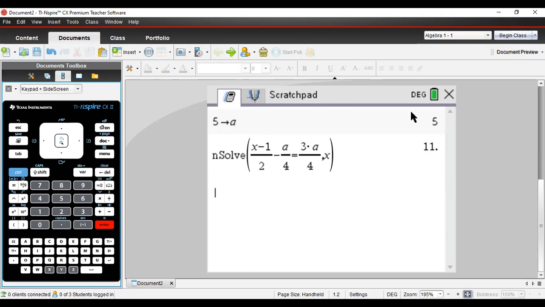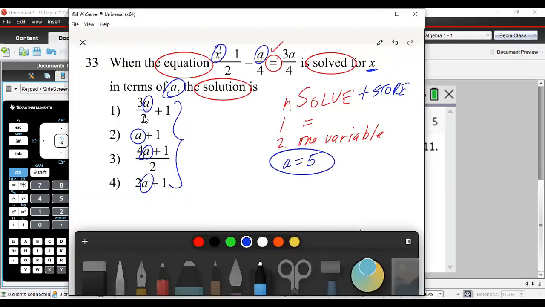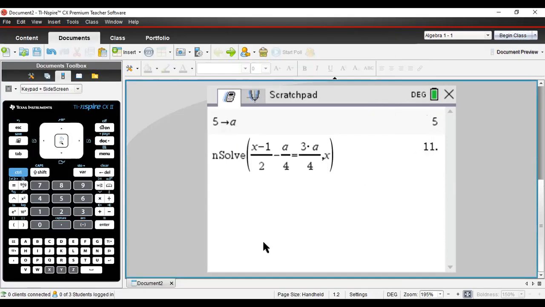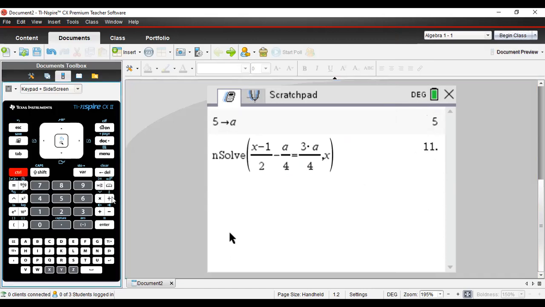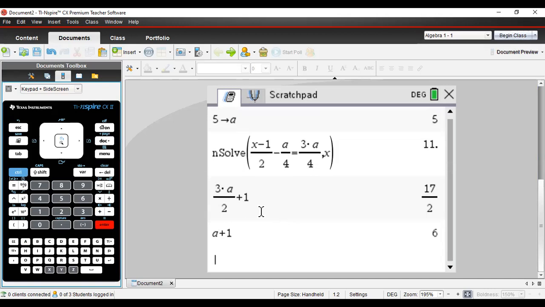So now what I'm going to do is I'm going to go to the answer sheet and I'm going to key in each one of these until I find one that gives me 11. So let's do that. So first one is going to be 3A over 2 plus 1. And that's 17 over 2. So that's not the answer. So the next one is just going to be A plus 1. And that's going to be 6 because we know that A is 5. So 5 plus 1 is 6. So that's not the answer.